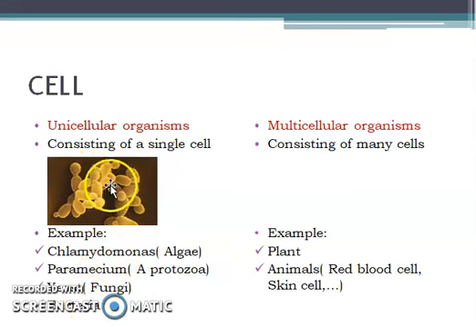Now what you see here is a picture of a yeast. Multicellular organisms are composed of many cells. They are made up of many cells. For example, we can take ourselves. We human beings have a lot of cells. For example, we have red blood cells, skin cells, and nerve cells. We will see these more deeply later. So the difference between a unicellular organism and a multicellular organism is that unicellular organisms have a single cell, while multicellular organisms have multiple cells.